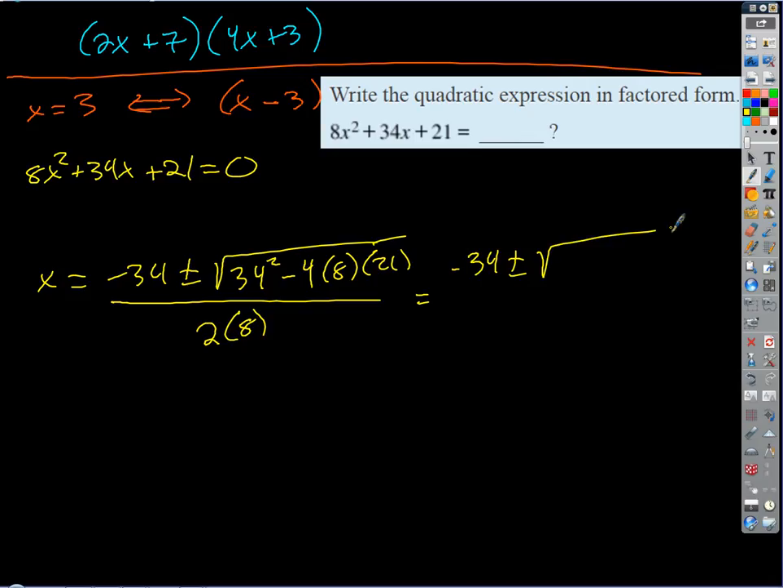So that's going to give me what I get in here then. So I get 1,156 minus, what's this guy? Now this one we can do. 8 times 21 is 168 times 4 is going to be 672, is that right? Check me. 672. Oh, nice, okay.